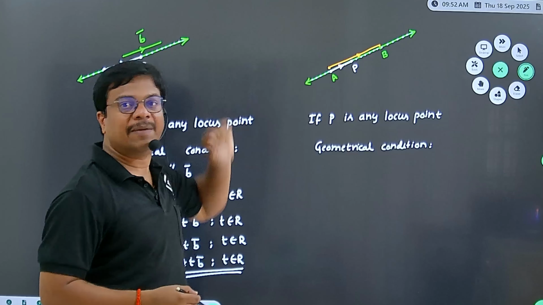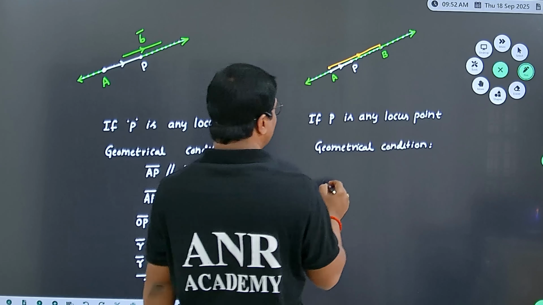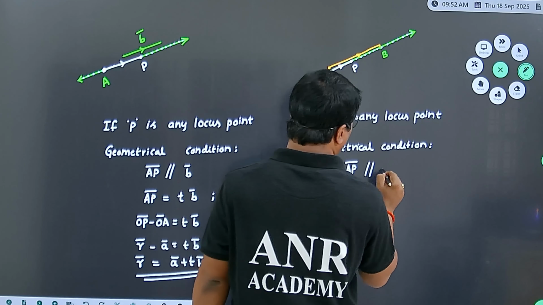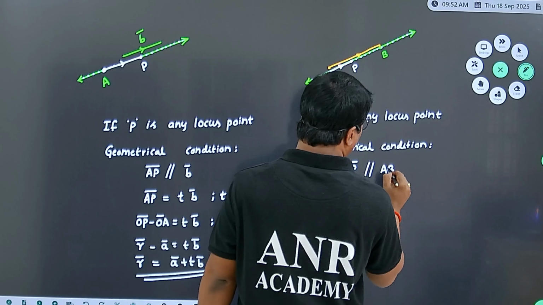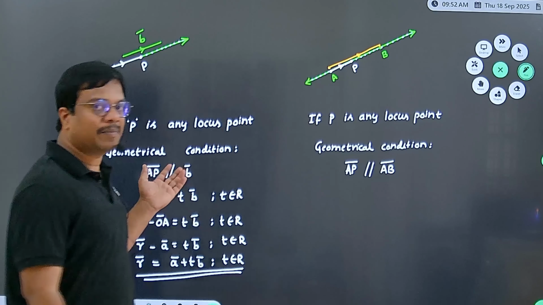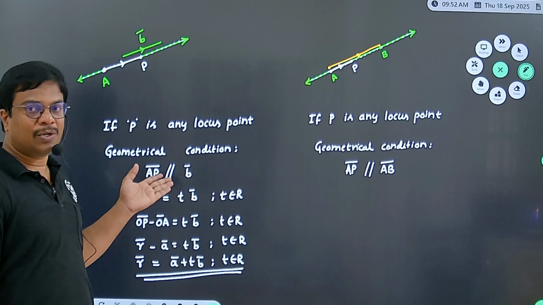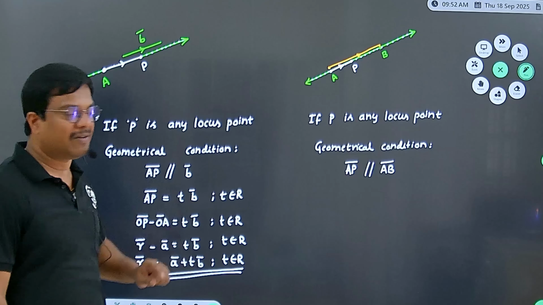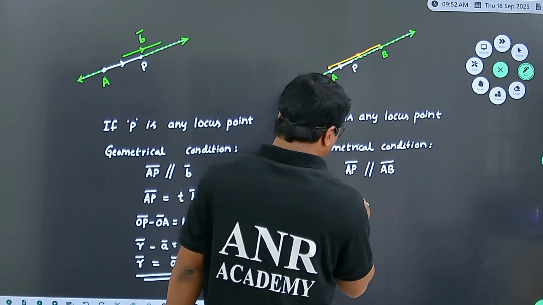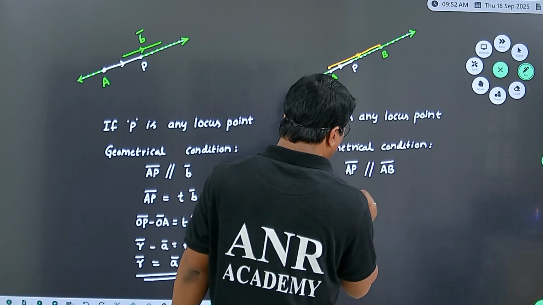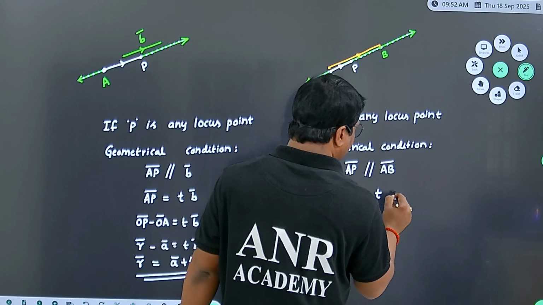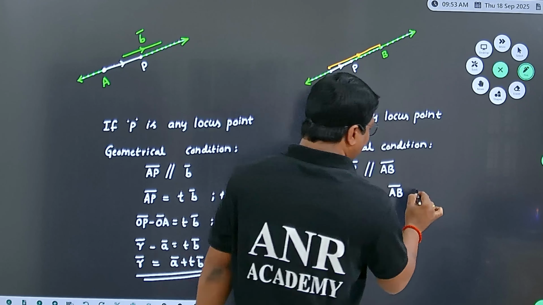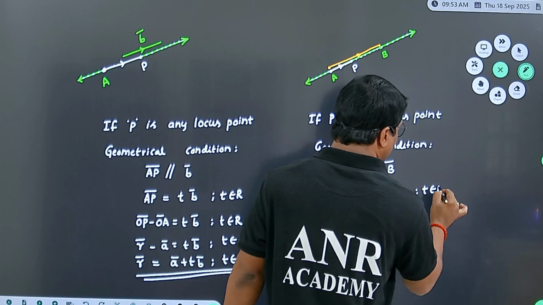They are clearly parallel. Therefore, the geometrical condition I am going to write is AP vector is parallel to AB vector. Again, parallel condition. You know that parallel implies one vector can be written as a scalar multiple of the other. So here, since these two are parallel, AP equals t times AB, where t is a real number.